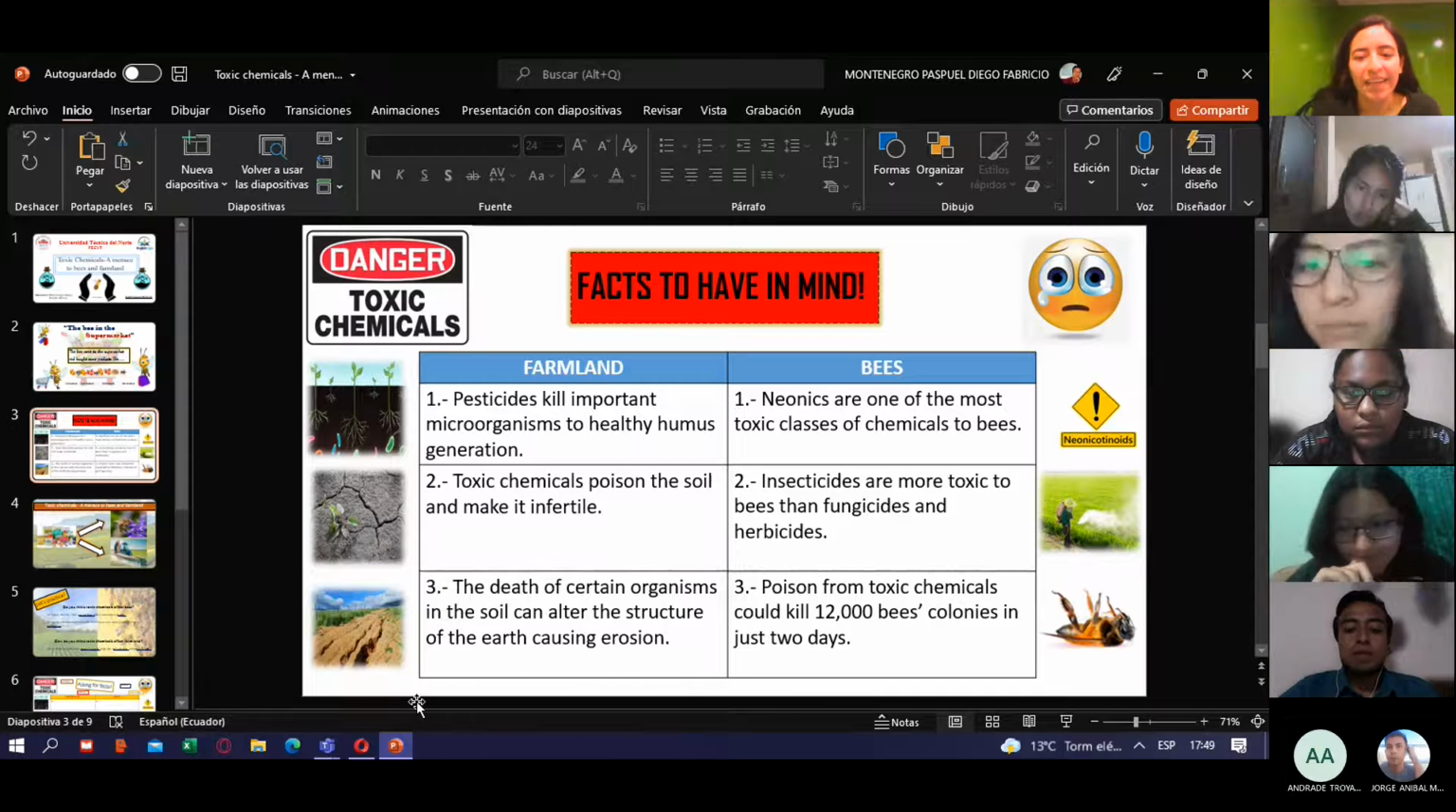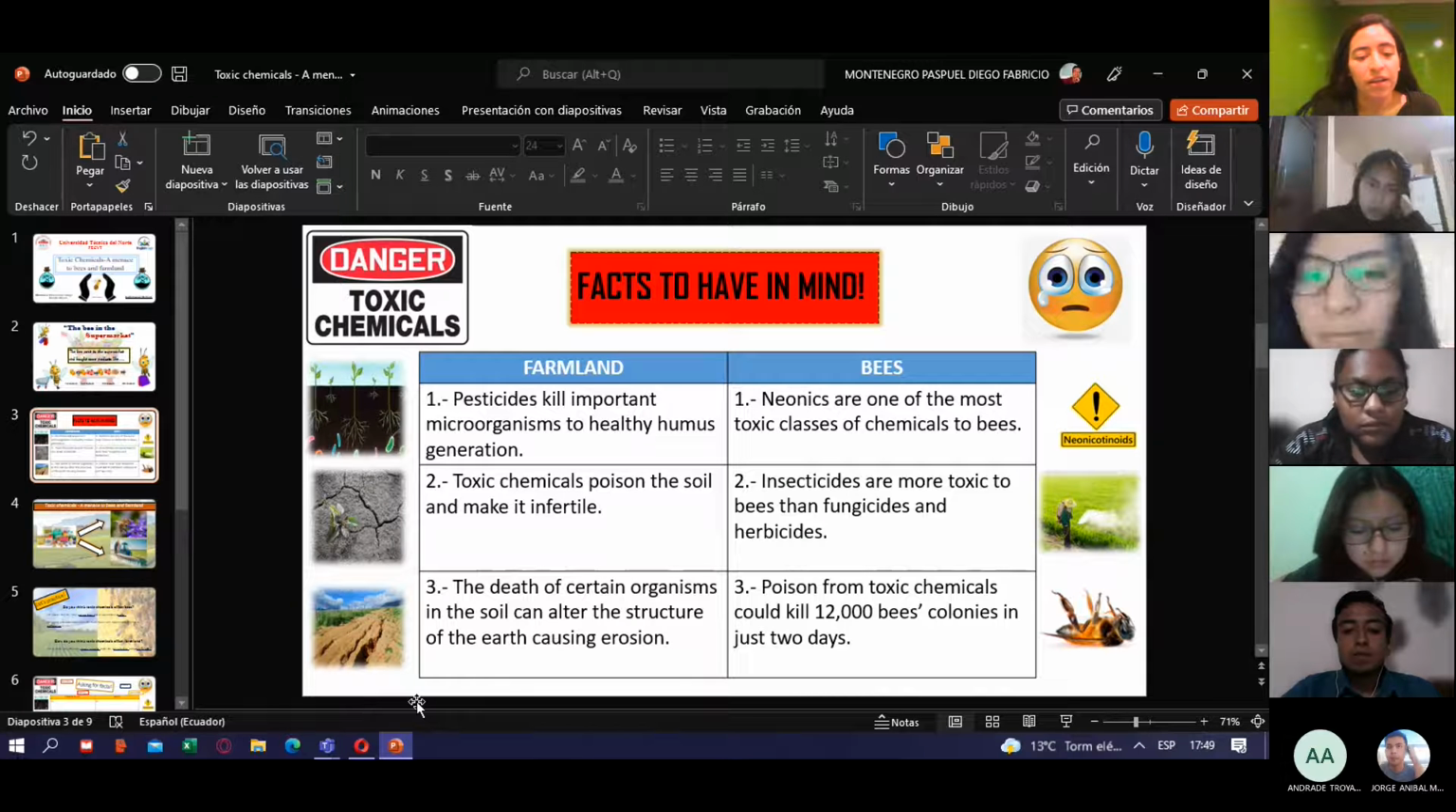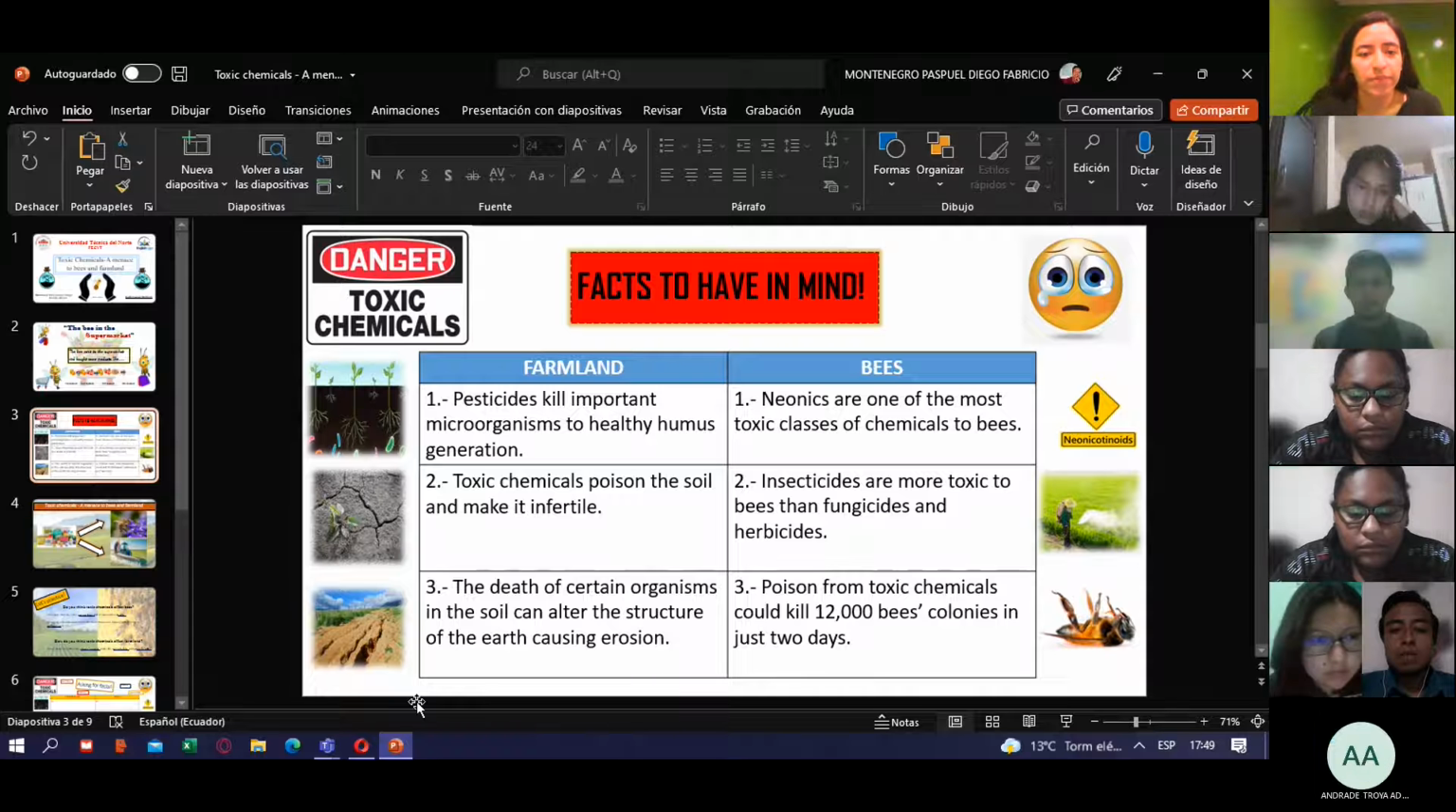Number three, Carlita. The death of certain organisms in the soil can alter the structure of the earth, causing erosion. Now number one in the line of bees. George, repeat after me. Neonics are one of the most toxic classes of chemicals to bees.